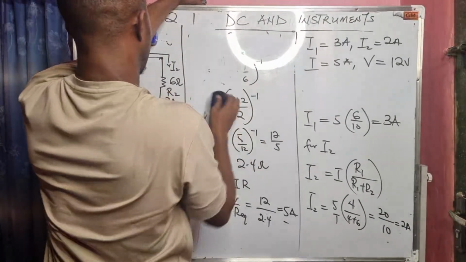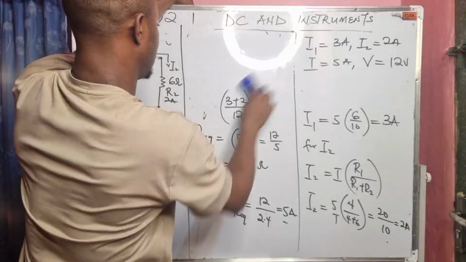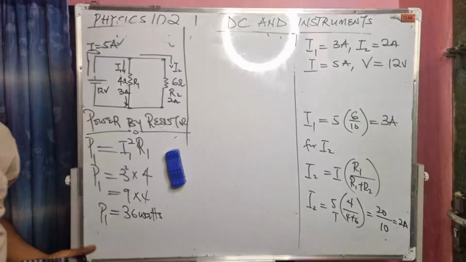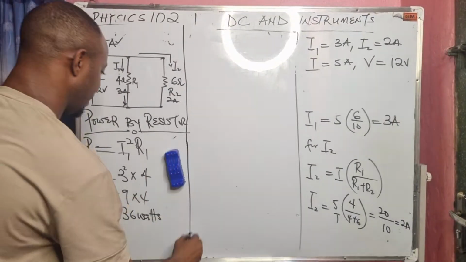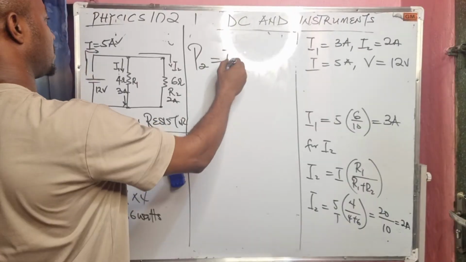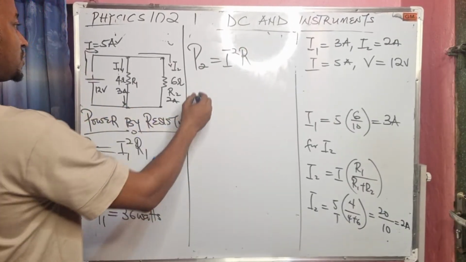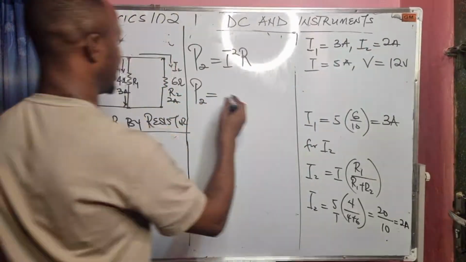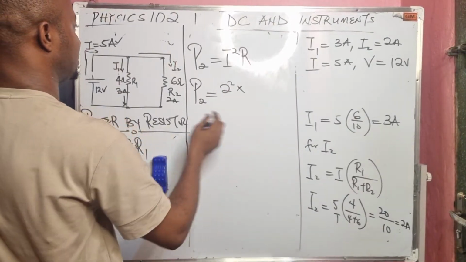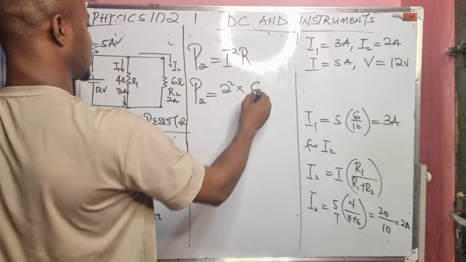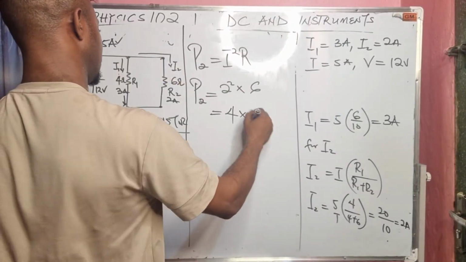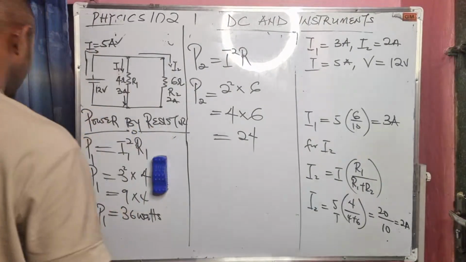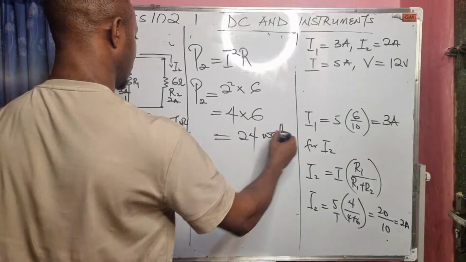The next is to find power absorbed by R2. That will give us P2 equals I2 squared times R2. I2 is 2 ampere, so we have 2 squared times our resistor, which is 6. So we have 4 times 6, and the answer becomes 24 watts. That is the answer.